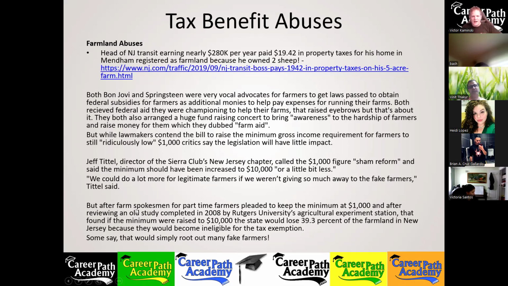So the spokesman for the part-time farmers pleaded to keep a minimum of $1,000, after reviewing an old study completed by the Rutgers Agricultural Experiment Station in 2008 that found that if the minimum were raised to $10,000, the state would lose 39.3% of its farmland in New Jersey because it would become ineligible for the tax exemption. Oh, so Rutgers ran a study and just told us that 39.3% of the farms are fake farmers.